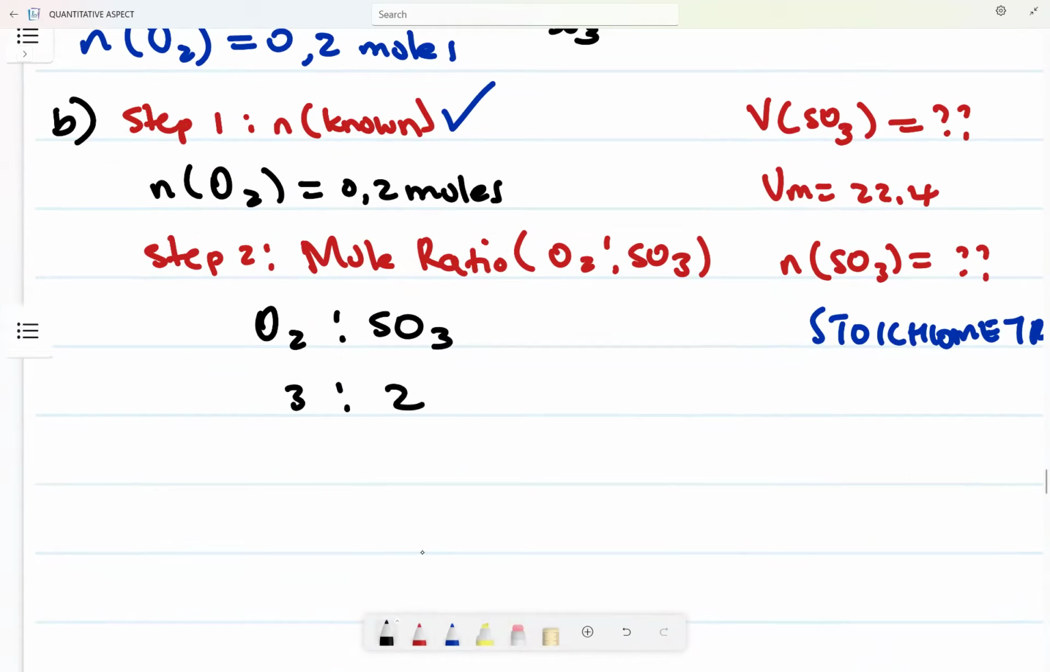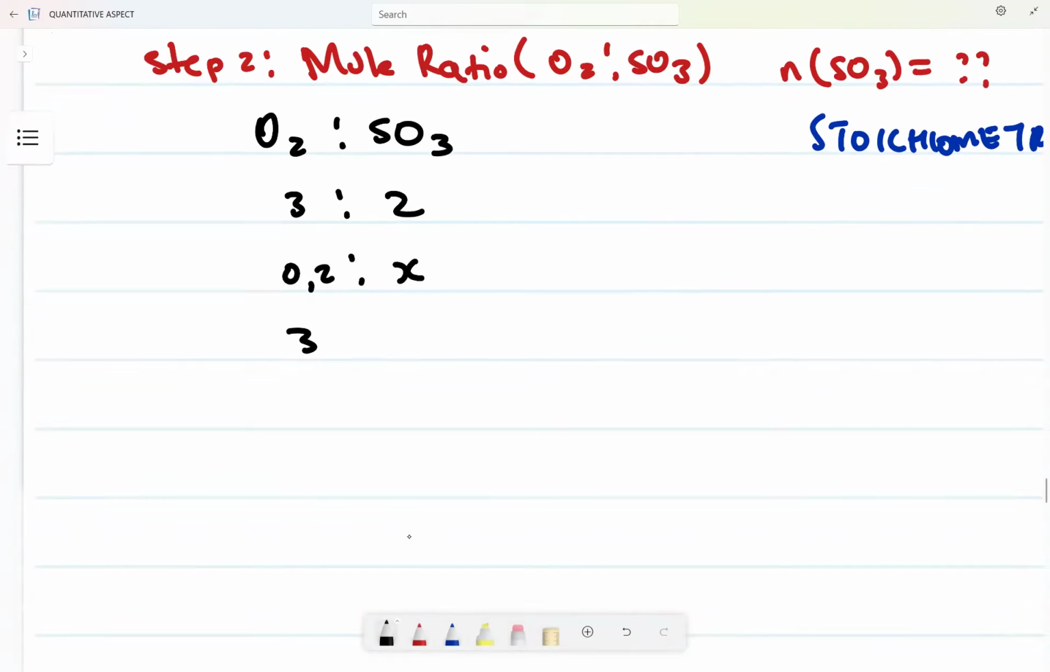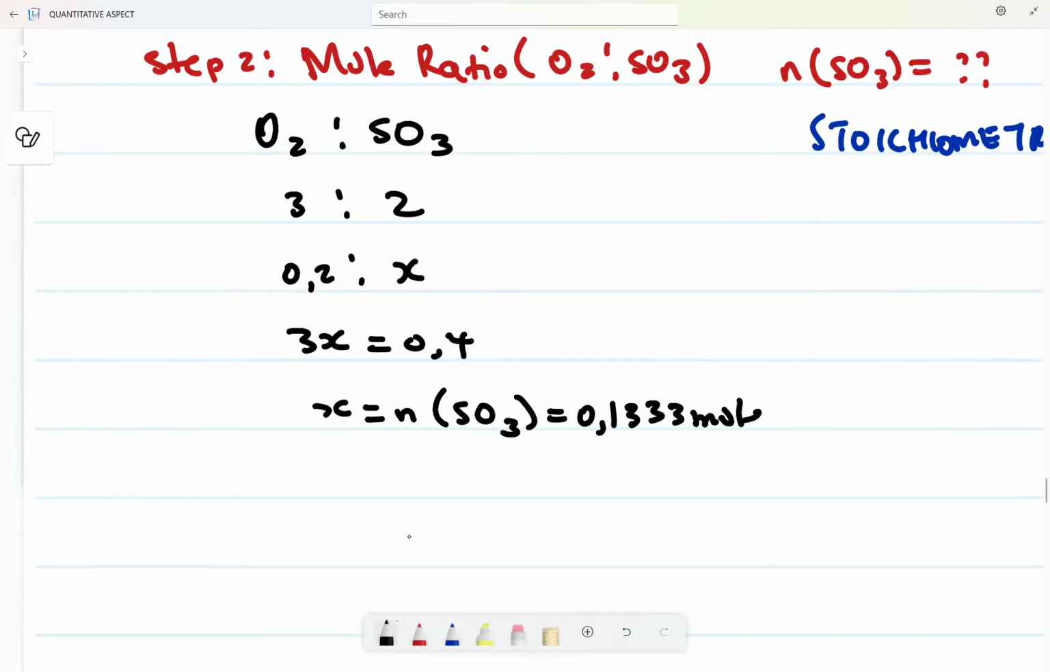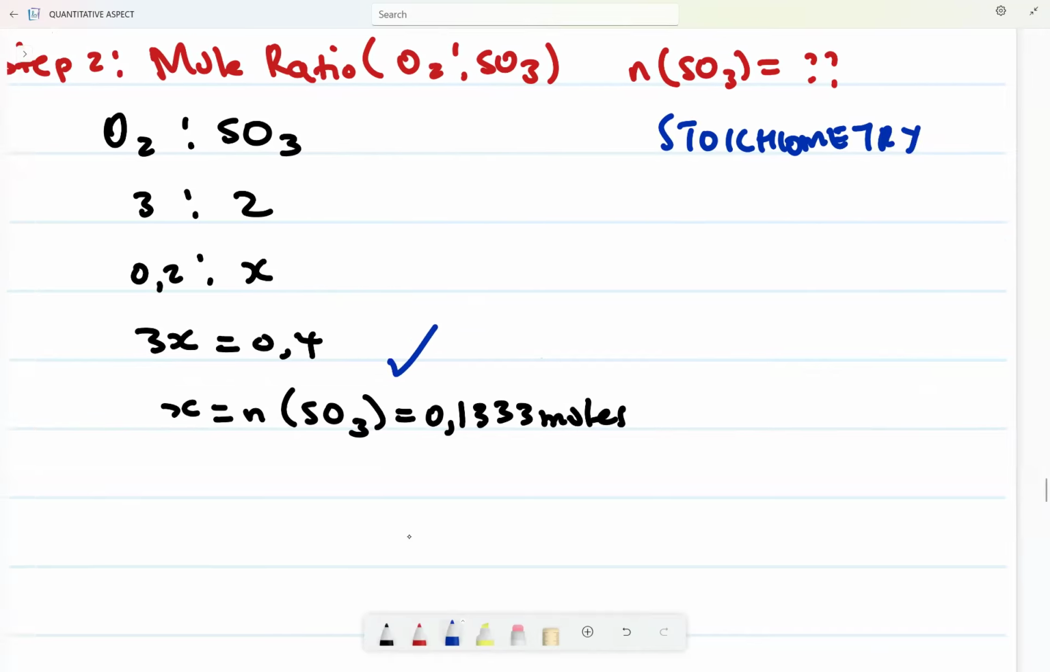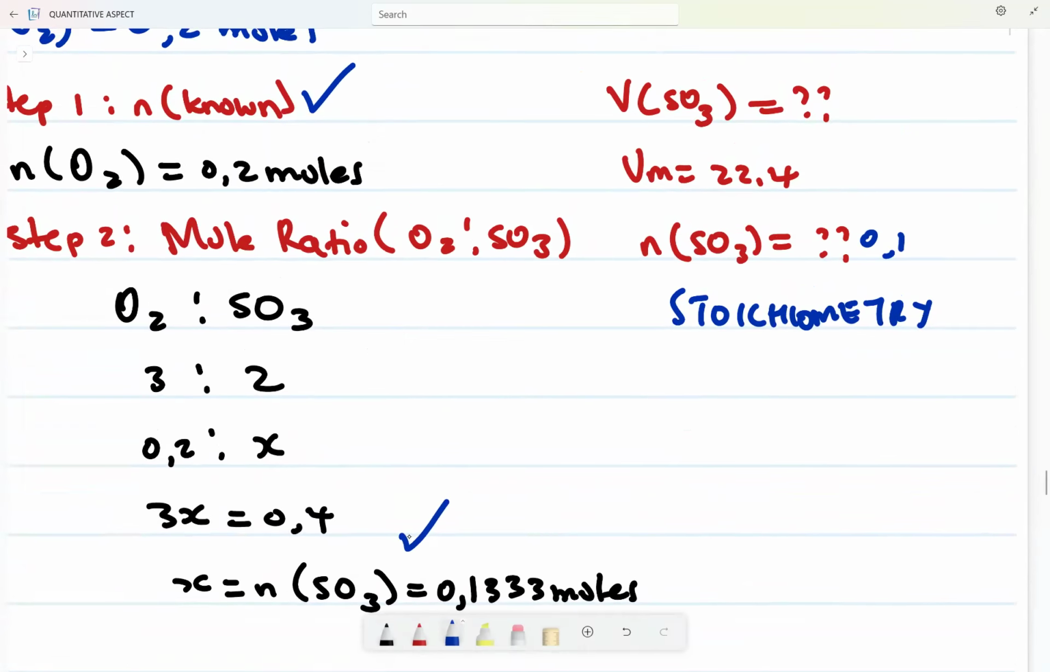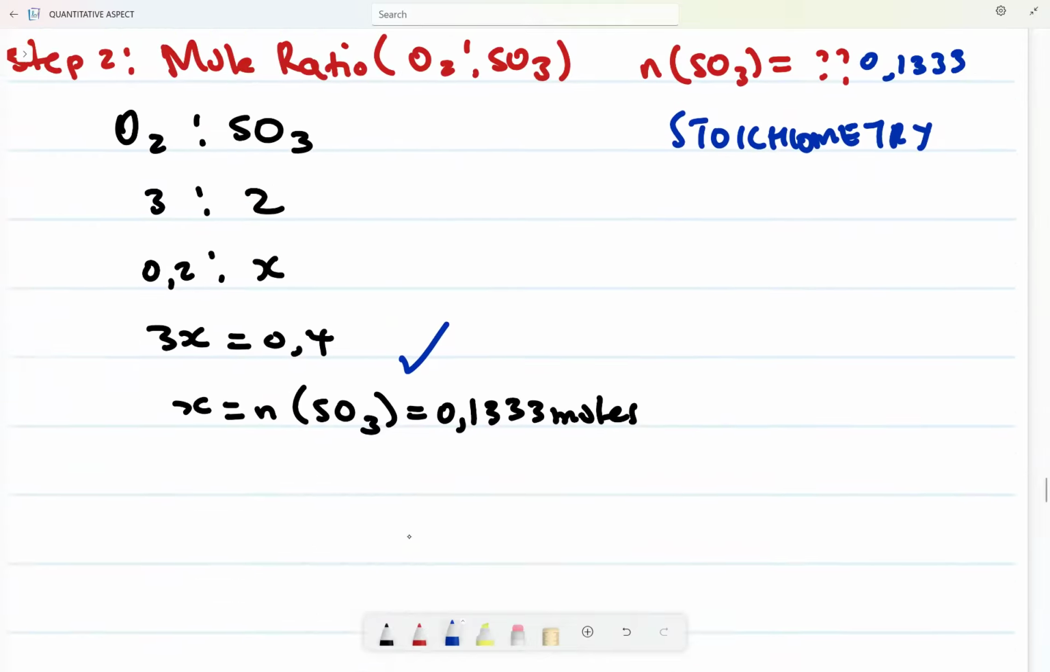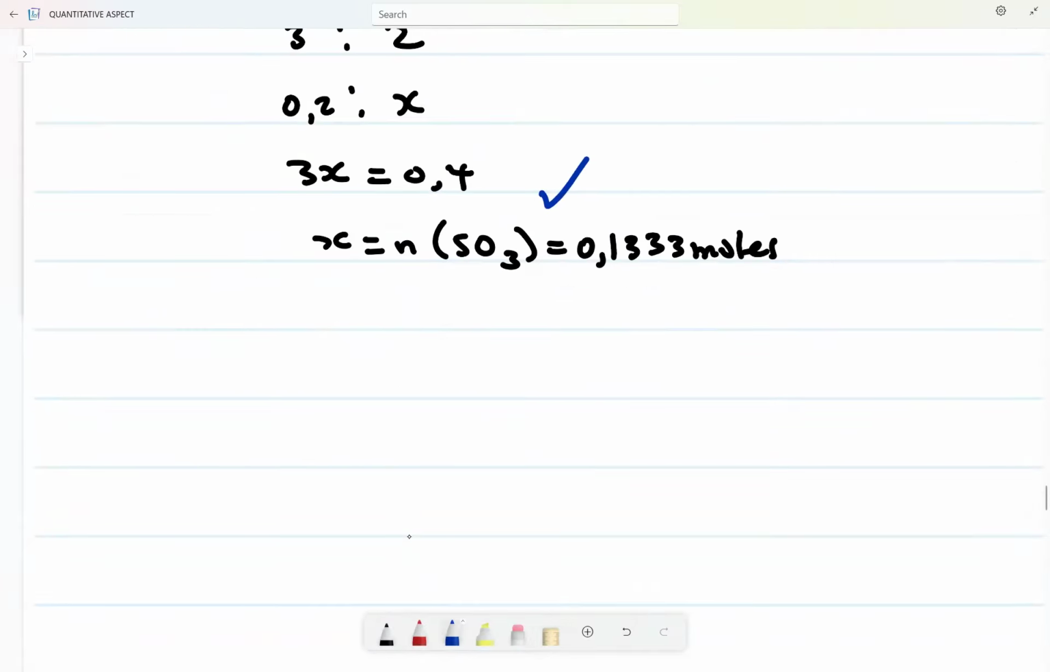What is the number of moles of O2? 0.2. What is the number of moles of SO3? I'm looking for that. If you do your mathematics correctly, you're going to get 3x equals 0.4. And then you'll see that x, which is the number of moles of SO3, is the same as the one we calculated before, 0.1333 moles. Then I'm done with step 2. Now I know the number of moles, and it means I can complete step number 3.